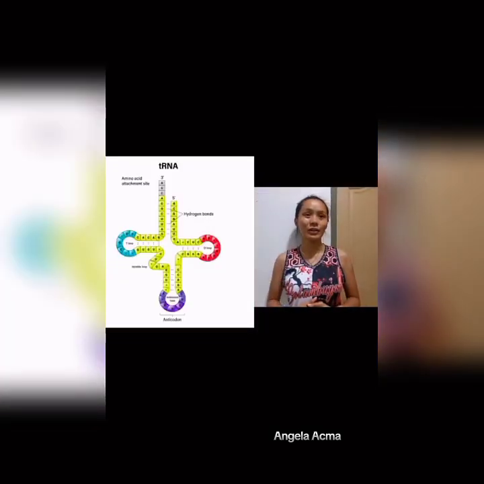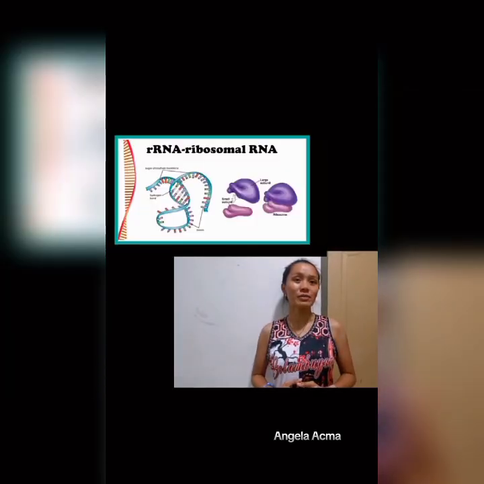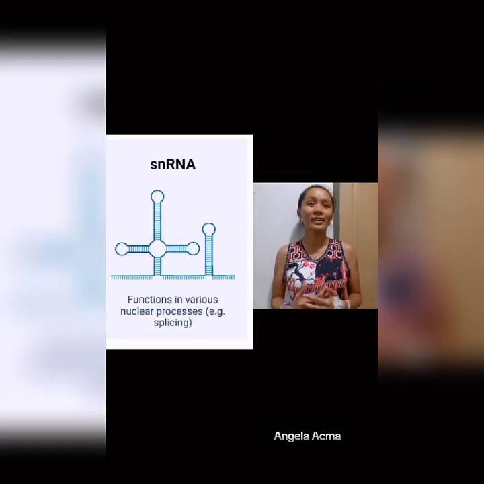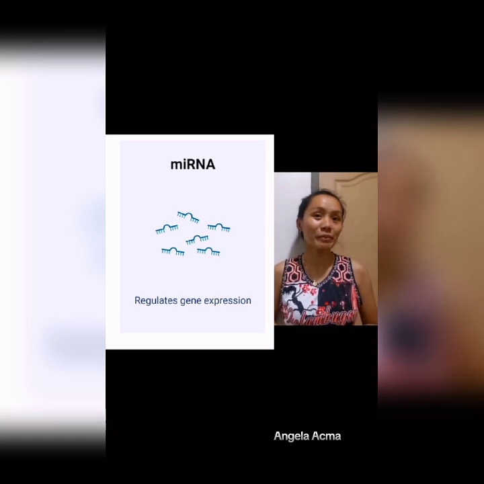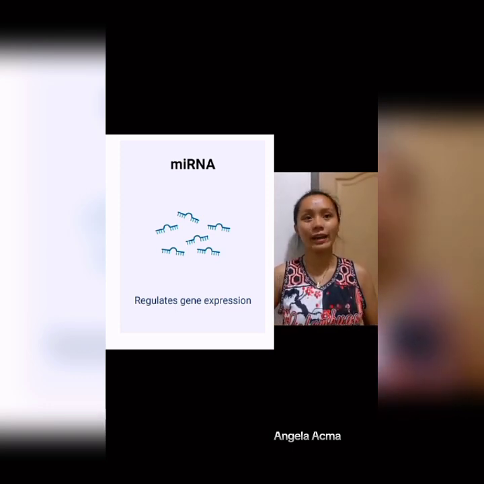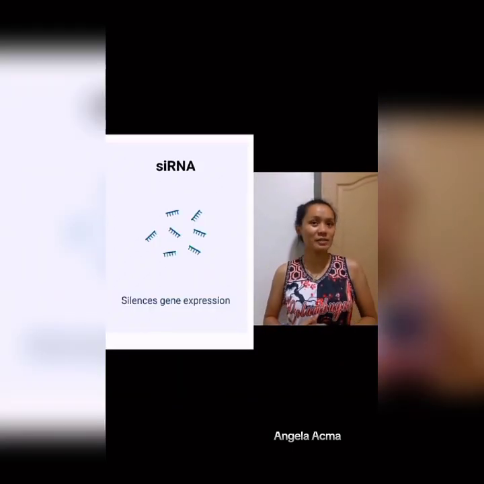The tRNA, or transfer RNA, transports specific amino acids to the ribosome during protein synthesis. The rRNA, or ribosomal RNA, combines with protein to form the ribosome. And the other types are the snRNA, or small nuclear RNA, which is involved in RNA splicing. The miRNA, or microRNA, and the siRNA, or small interfering RNA, are involved in gene regulation.